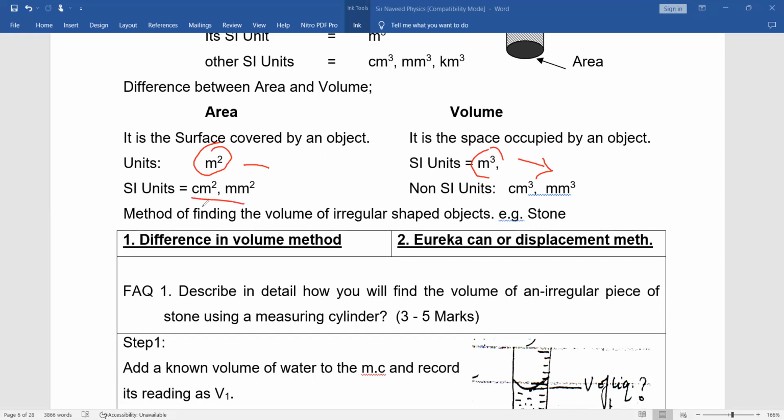And other units are centimeter square, millimeter square for area, and non-SI units for volume are centimeter cube and millimeter cube. Right? Okay. Then move forward. Difference in volume method.